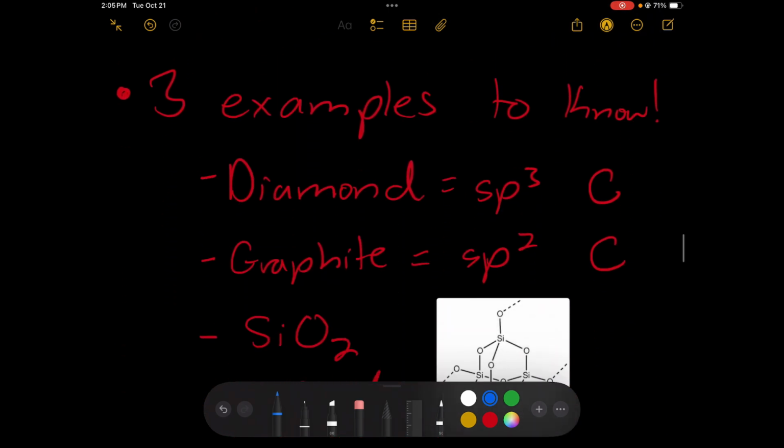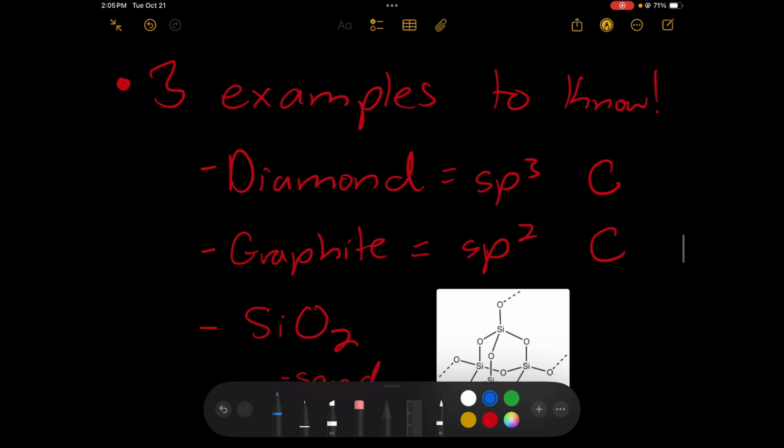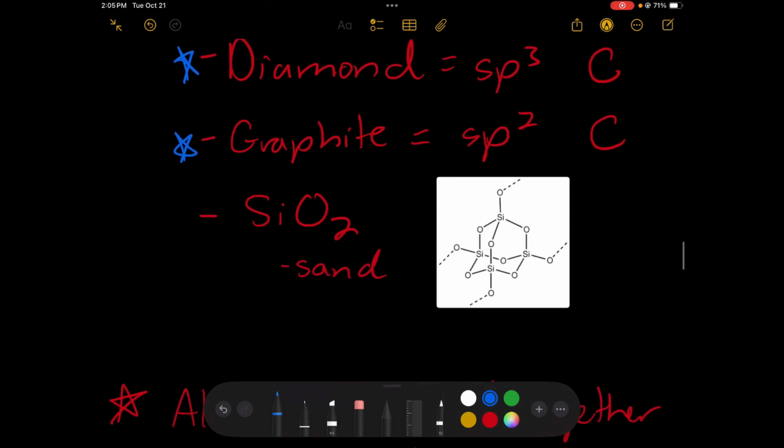Now, three examples of network covalent substances to know. We've talked about two of them already: diamond and graphite. The last is silicon dioxide. Silicon dioxide is the main component of sand, and it's interesting because silicon is a metalloid, yet it bonds covalently with oxygen and forms this lattice over here, which is a network covalent lattice.